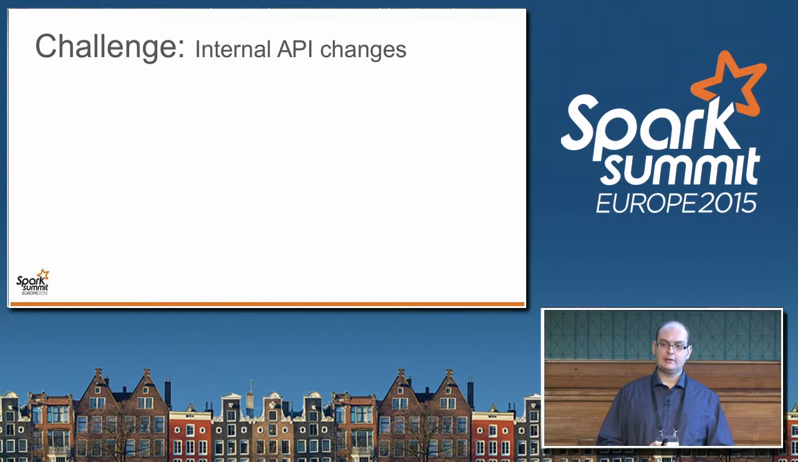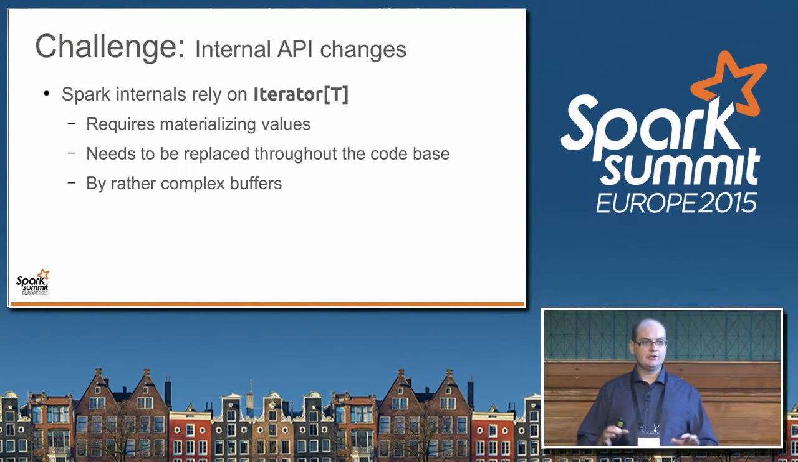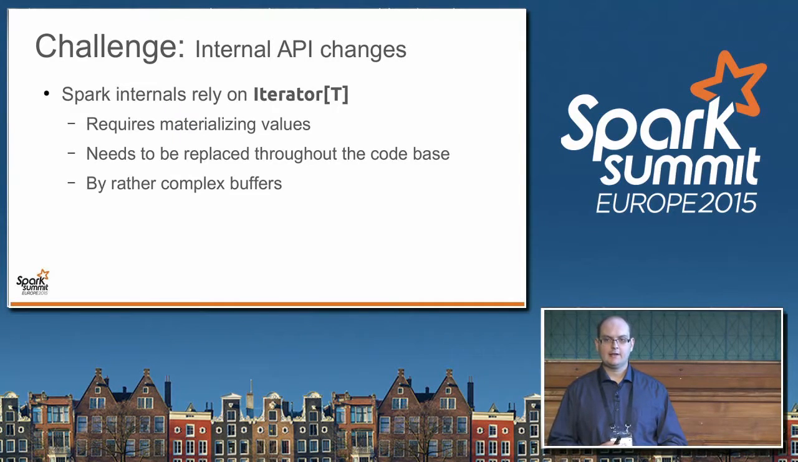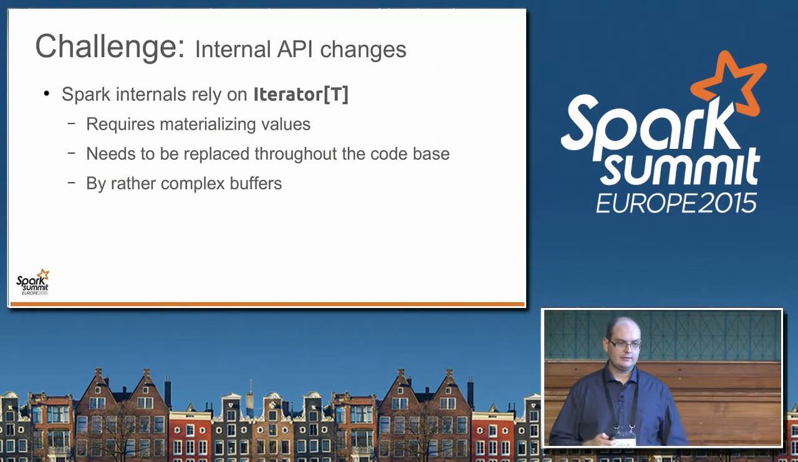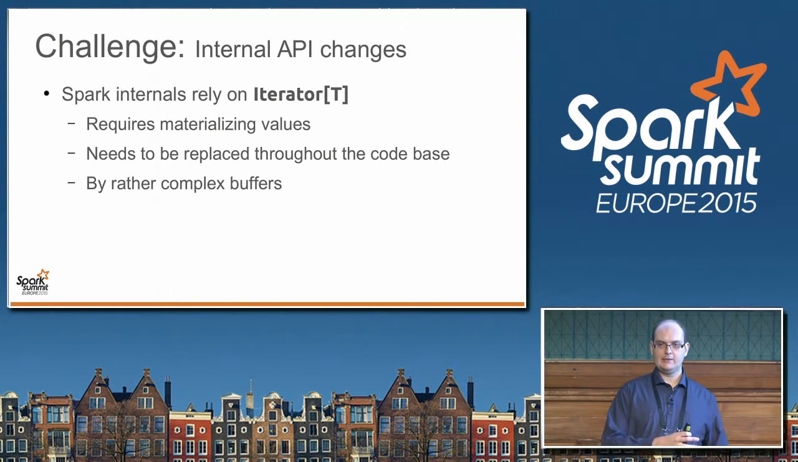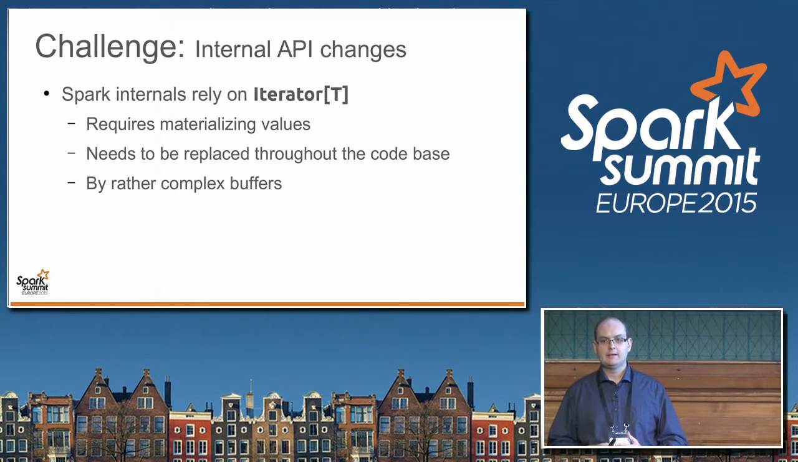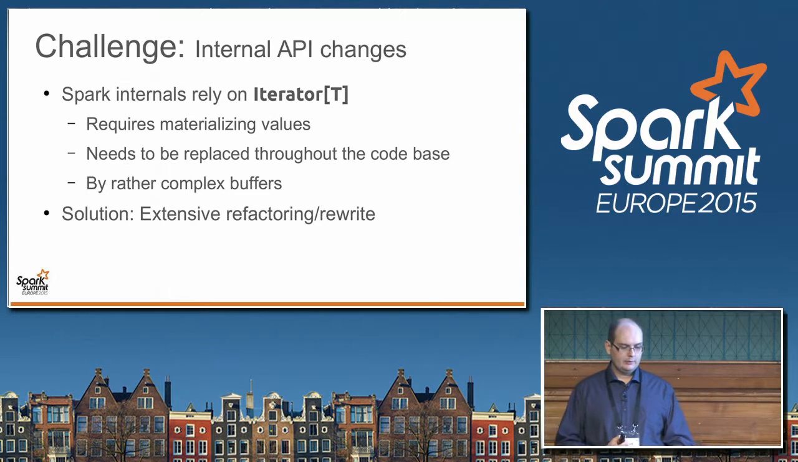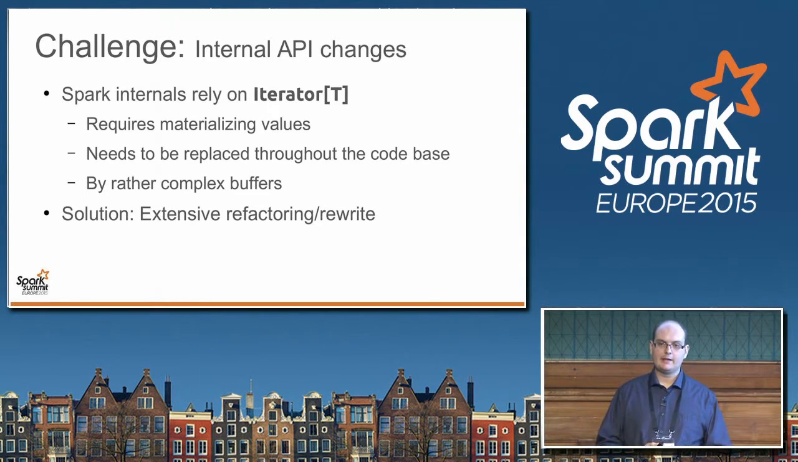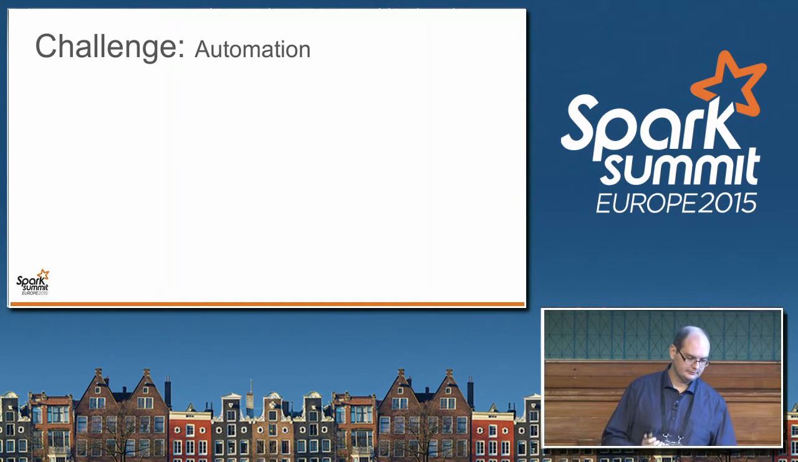Another big problem is the internal API. Spark internally relies heavily on the Scala library iterator, which of course requires materializing values, exactly like the vector did. And this will need to be replaced throughout the code base, so it doesn't operate on iterator, but on something that can be aware of the data representation. And it's rather complex to do that. Well, this will need some extensive rewriting, refactoring, I think.